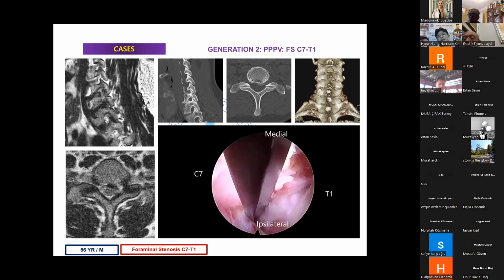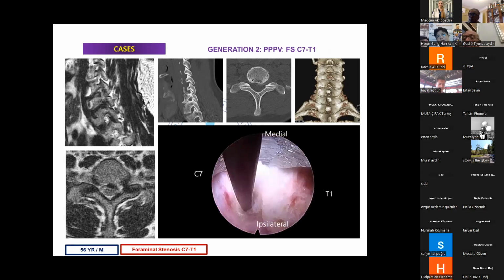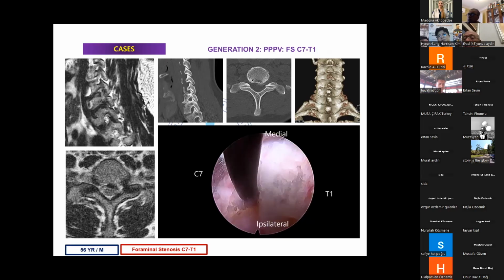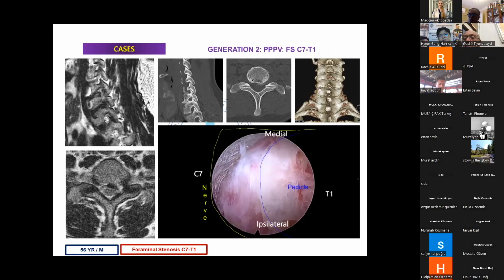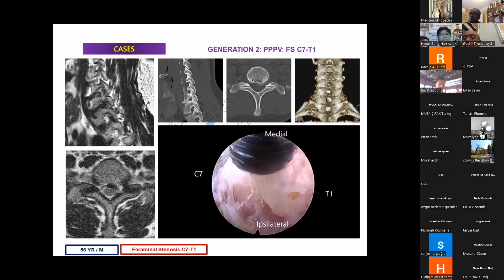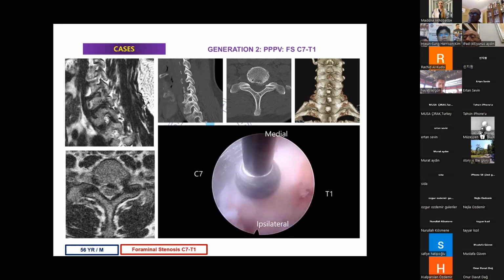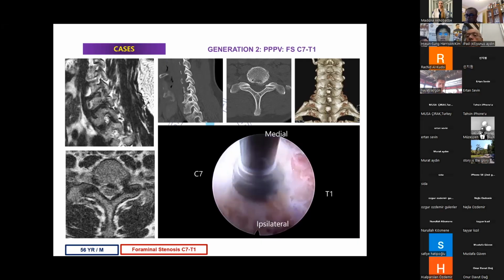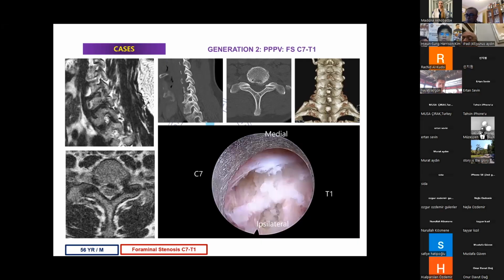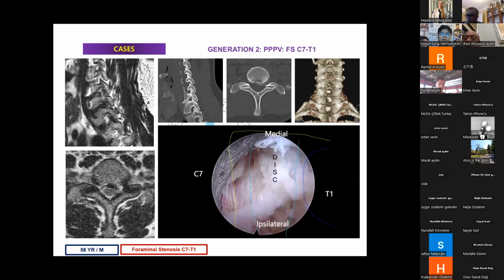And then I already did the partial pediculotomy, and now insert the retractor and working channel as a retractor, and then move more cranially. Now doing the partial vertebrotomy, and then with the partial vertebrotomy, the uncovertebral joint resection is possible. Because of that, the foraminal stenosis also can be managed more safely in the posterior approach.